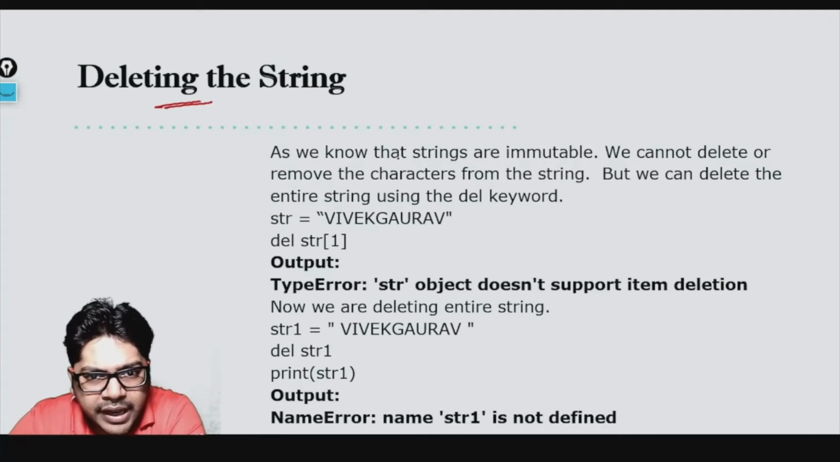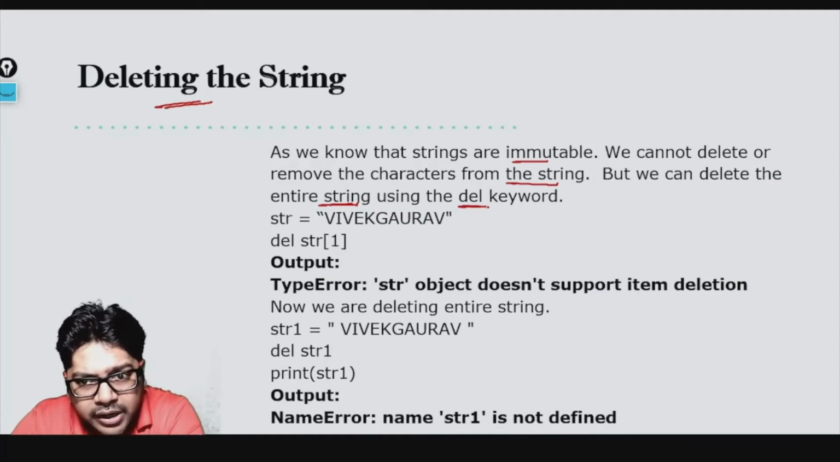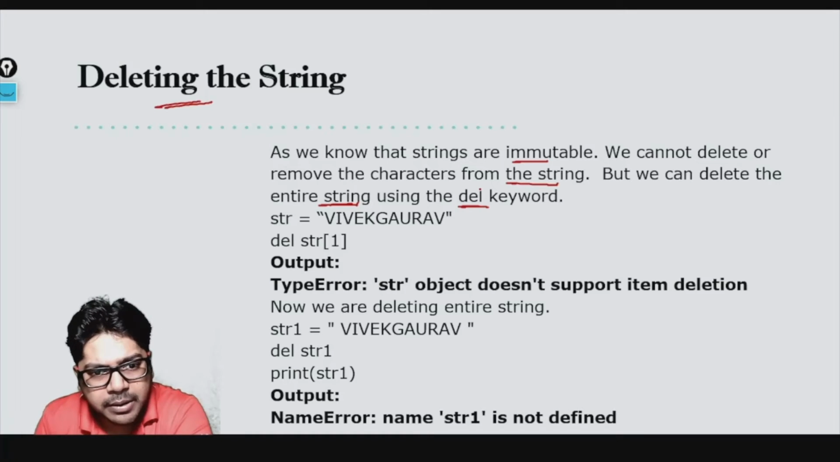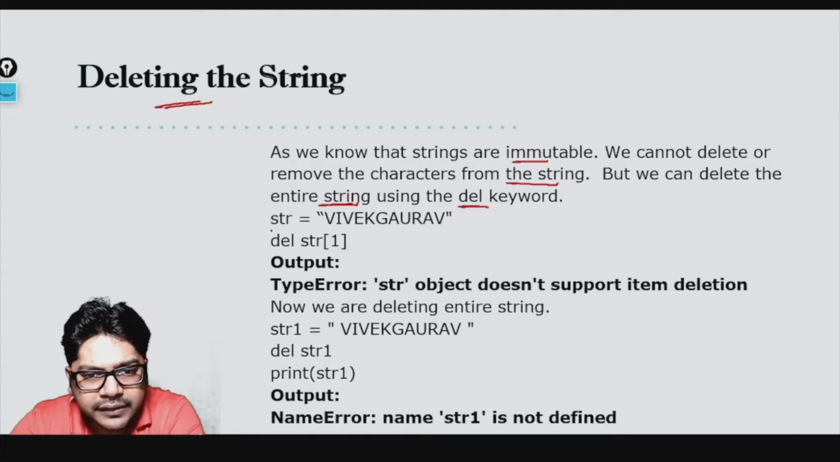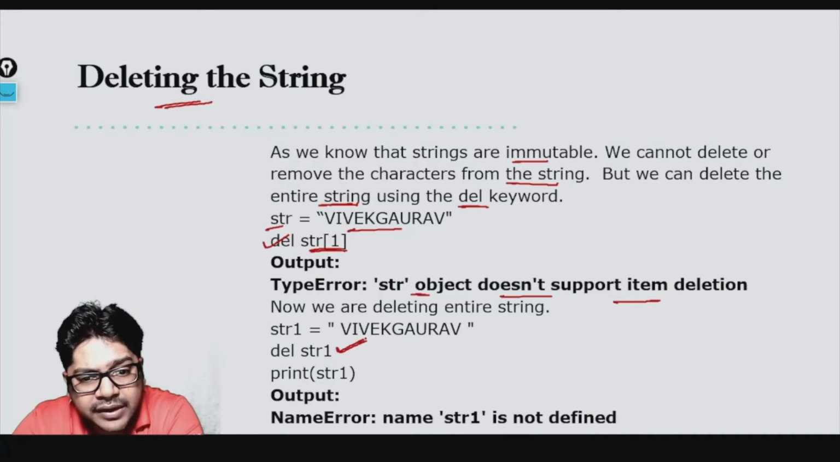Deleting the string. As we know that strings are immutable, we cannot delete or remove a character from the string, but we can delete the entire string using the del keyword. You cannot remove a particular character, but you can remove the complete string itself. Have a look at this: str equal to Vivek Gaurav and del str1. Now here if you try to remove one item, you are getting an error: object does not support item deletion. But if you write del str itself, it will work.